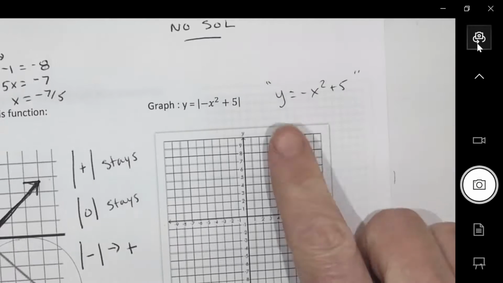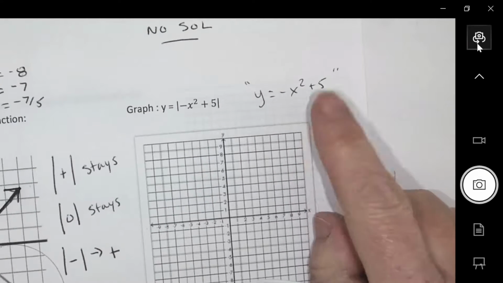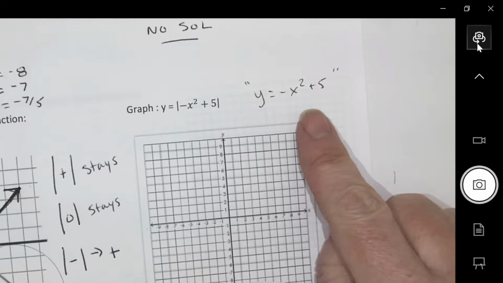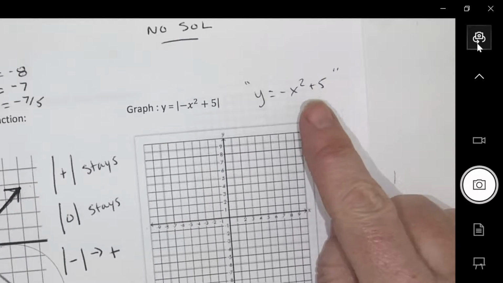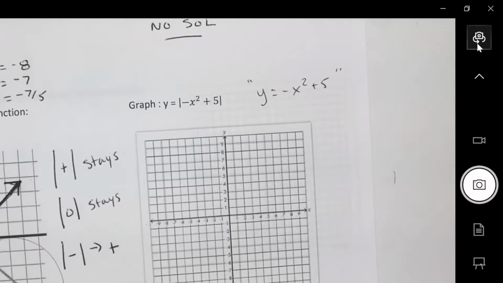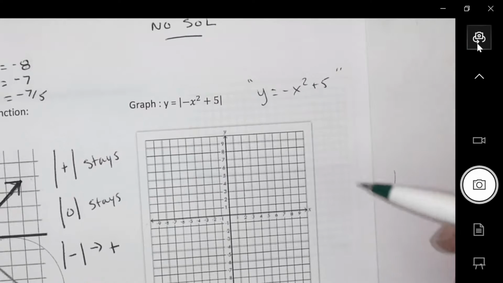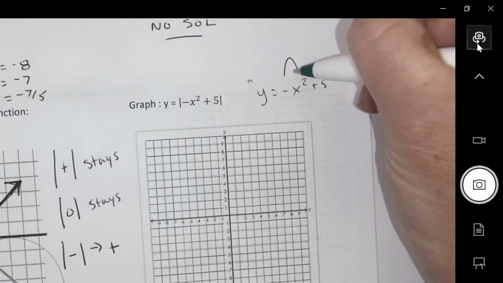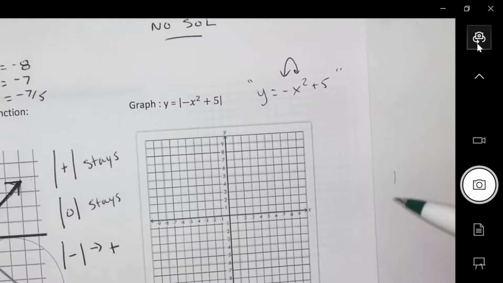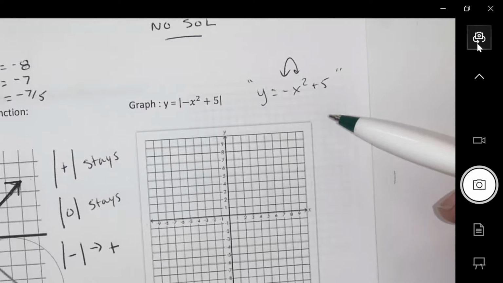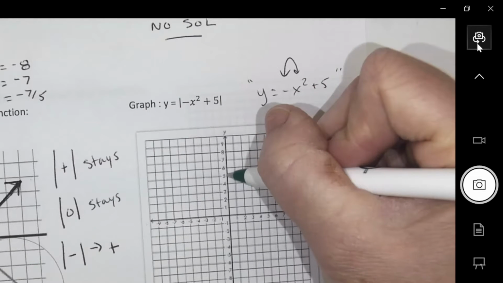What do we know about this function right here? What do we know? Parabola. What are our two major ideas? What's the 5 and there's a negative? What are the things those are doing? What happens when there's a negative in front, like that? The parabola is going like that. And what does this plus 5 do to this parabola? That'll be up 5.